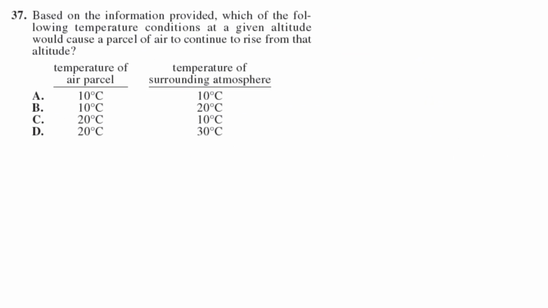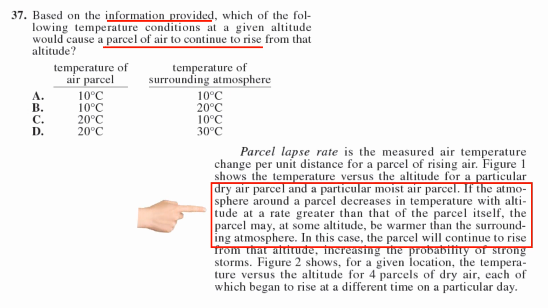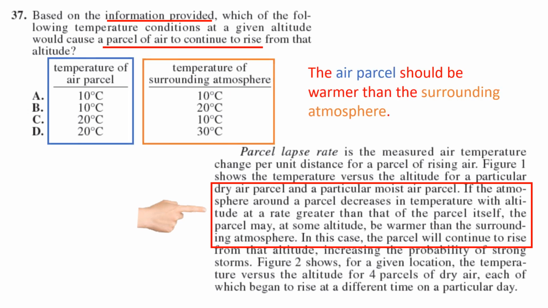Number 37, based on the information provided on the ACT, that generally means based on the reading. Which of the following temperature conditions at a given altitude would cause a parcel of air to continue to rise? So we see in the reading, it says, if the atmosphere around the parcel decreases in temperature with altitude at a rate greater than the parcel itself, the parcel may at some altitude be warmer than the surrounding atmosphere. In this case, the parcel will continue to rise. So the air parcel should be warmer than the surrounding atmosphere. And the only case in which we see that is choice C.